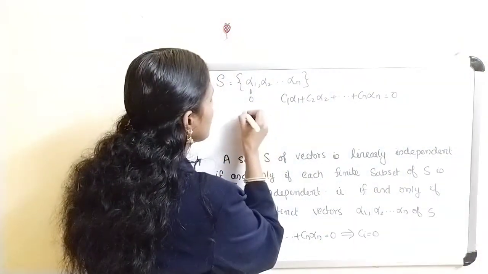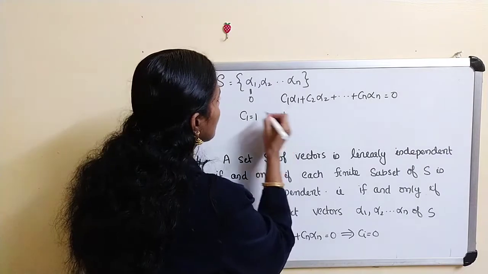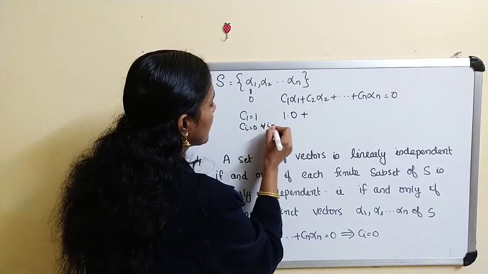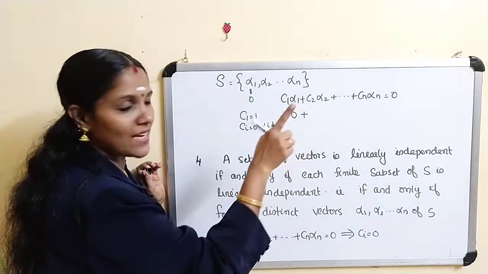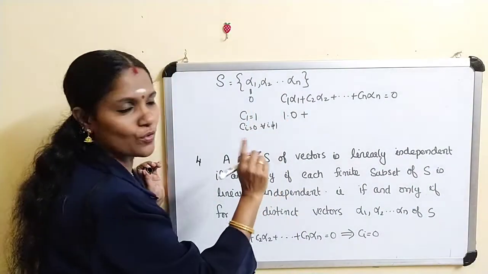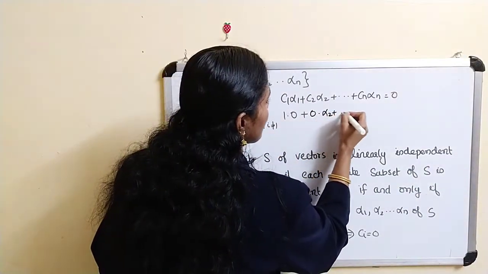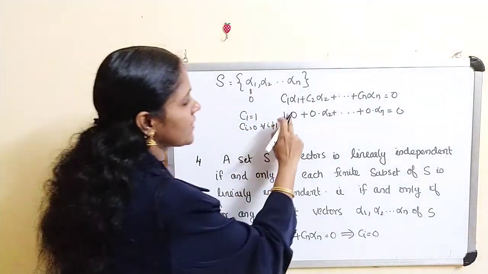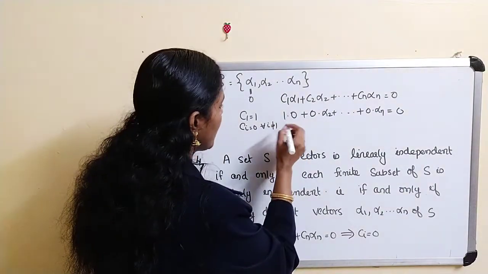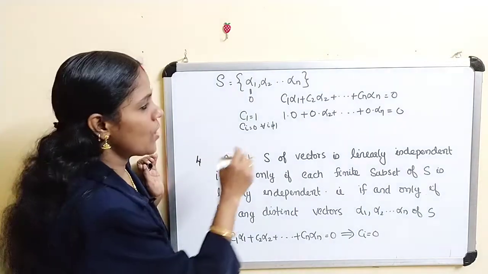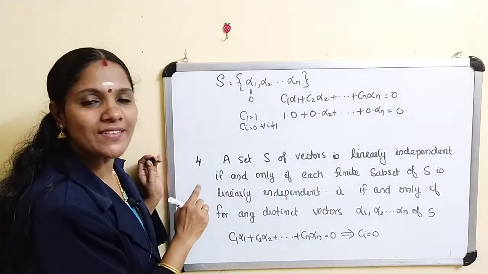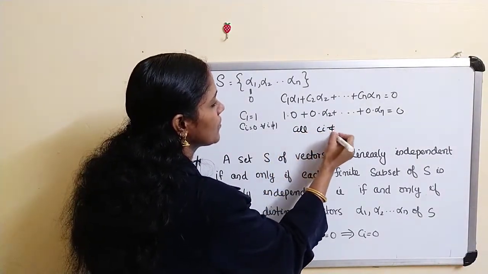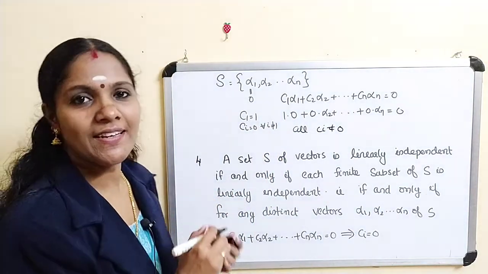So if you choose C1 equal to 1, then 1 into alpha 1 is already 0, plus Ci equal to 0 for every i not equal to 1. For all other i, Ci equal to 0. That is 0 into alpha 2 plus etc. plus 0 into alpha n. Thus we get the result. If you take C1 equal to 1 and all other Ci equal to 0, we get C1 alpha 1 plus C2 alpha 2 plus etc. plus Cn alpha n equal to 0. Clearly not all Ci are 0. This implies this set is linearly dependent.